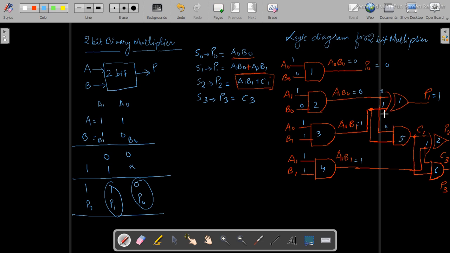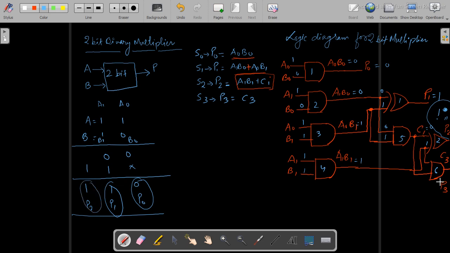One is 0, another one is 1, that is equal to 0. 0 into 1 equals 0. So now the two inputs to the XOR gate 2 are 0 and 1. 0 and 1 will give you P2, that will equal 1, because if any one of the inputs is high, the output of the XOR gate is high. So here we get P2 equals 1.